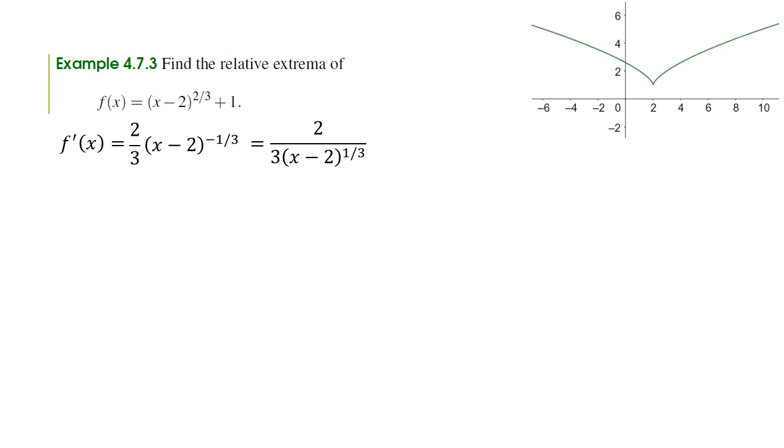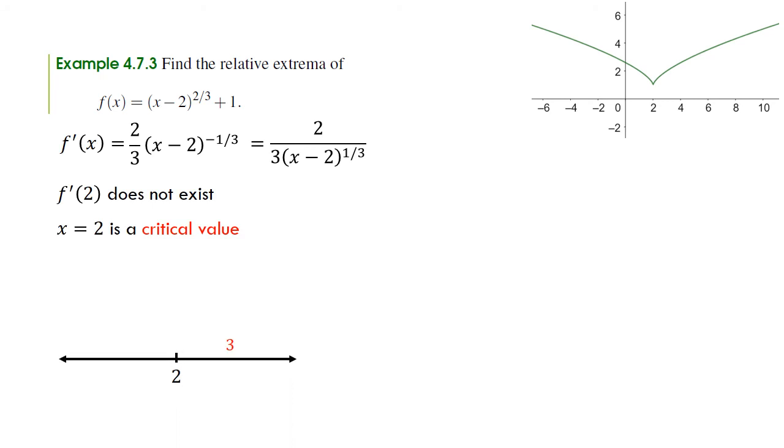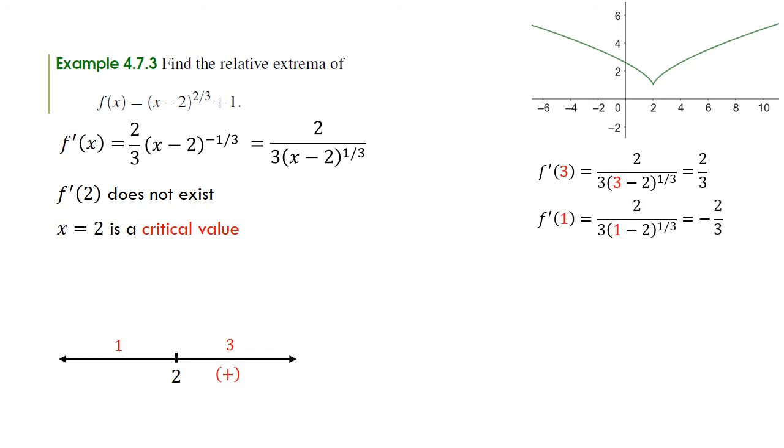So f prime of x does not exist when x equals 2, then we have 2 as the only critical value. Put 2 on the number line. Pick 3 on the interval x is greater than 2, and plug into f prime of x, we have positive 2/3. So in this interval, the slope is positive. And pick 1 on the interval x is less than 2, and plug into f prime of x, we have negative 2/3. So in this interval, the slope is negative.